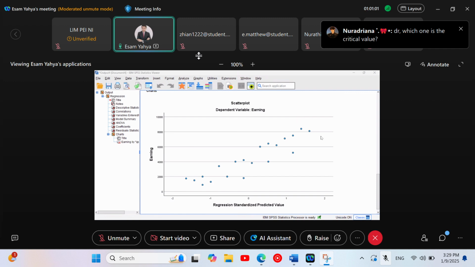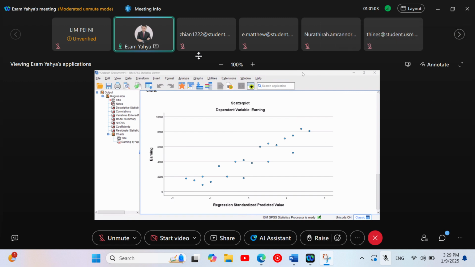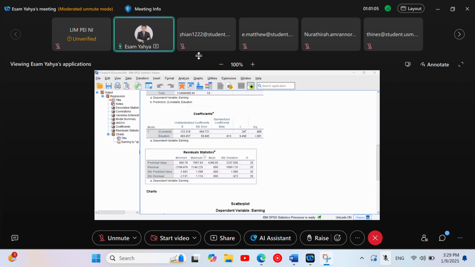Doctor, which one is the critical value? Okay, the critical value is the T value, this one, 9.4. If you go to the table, you will find the value in the table is way lesser than 9. So this is the critical value, or the calculated T value, this one.